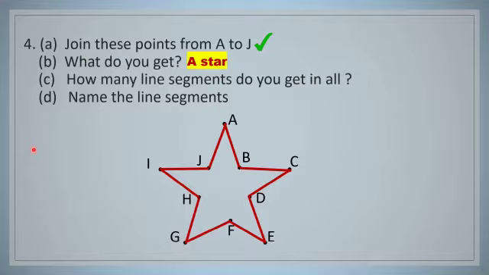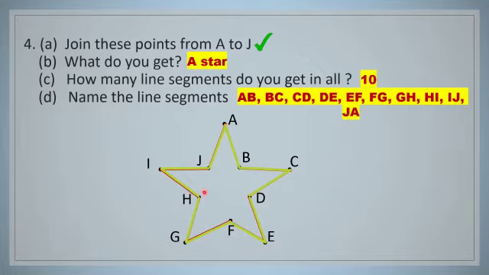Third question, how many line segments do you get in all? Now we have to count how many line segments we have got, as we did in the earlier question. So let's begin. 1, 2, 3, 4, 5, 6, 7, 8, 9 and 10. So we have got 10 line segments in this figure of a star. The next question is, name the line segments. We have seen how to name line segments: AB, the first one, BC, CD, DE, EF, FG, GH, HI, IJ and JA. So these are the names of the line segments.